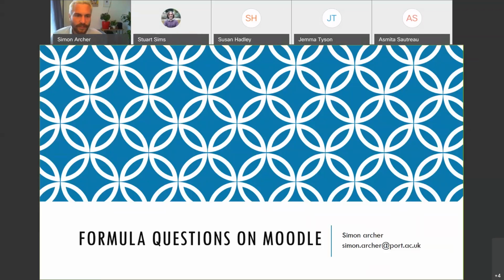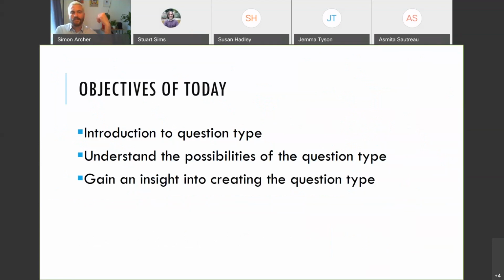So, a couple of objectives of what we plan to achieve with this session. I'm going to introduce you to the question type, so you understand what it is and what it can do. Understand the possibilities, not just for the student but also for yourself. It's one of the ones that when I discovered it, I was quite happy because it really reduced how much work I have to do, and you'll see why.